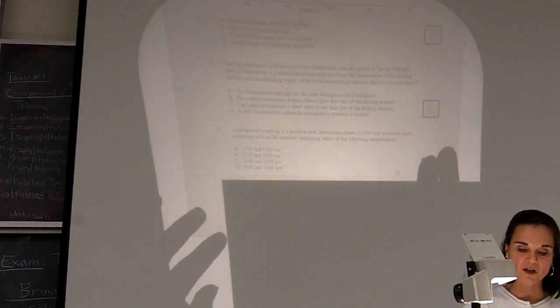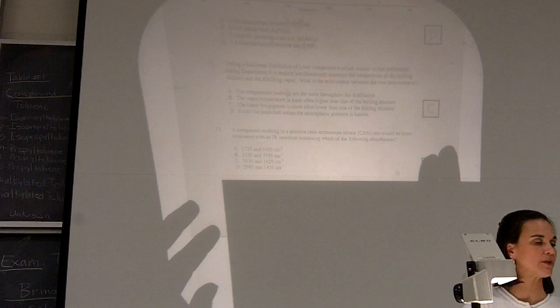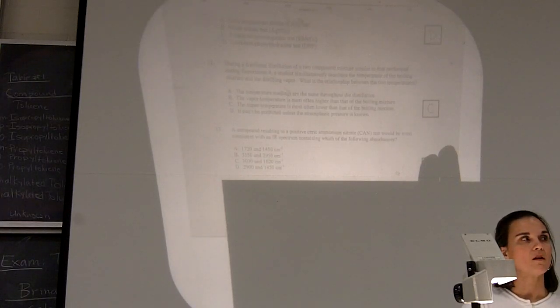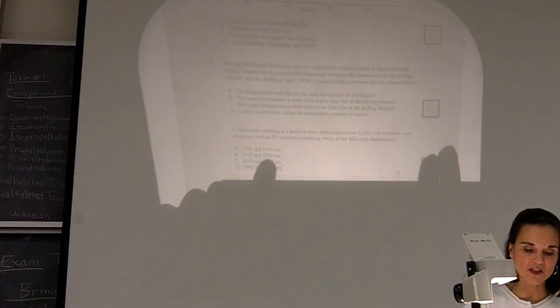Okay, a compound resulting in a positive ceric ammonium nitrate test would be most consistent with an IR spectrum containing which of the following absorbances? So what are we looking for? We just talked about it up here. What do we need? OH group, where would that be? B, 3350 to 2950.